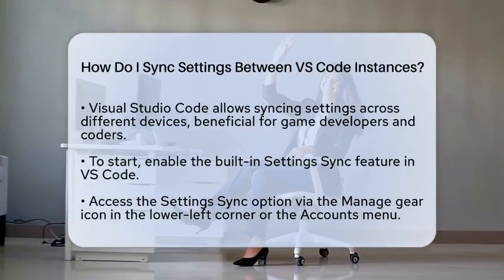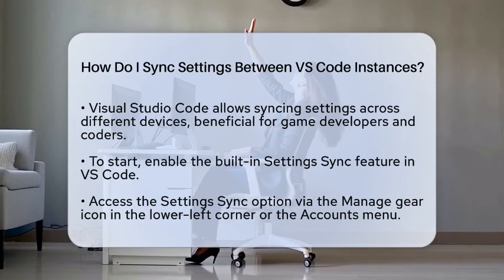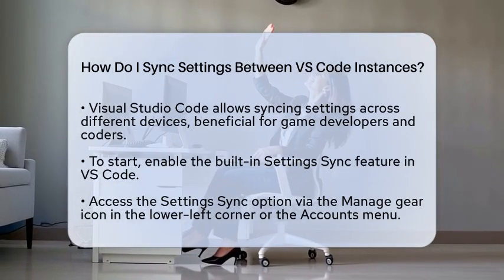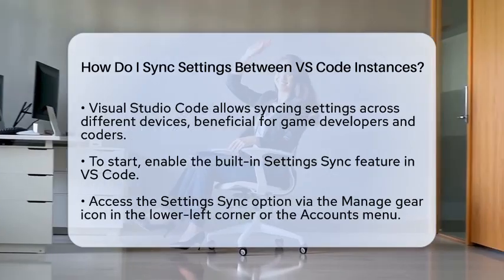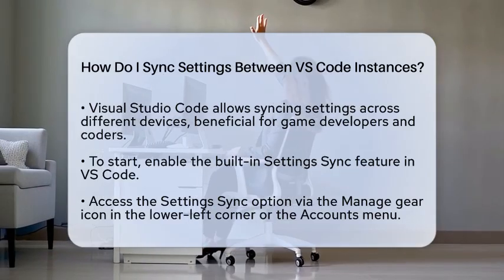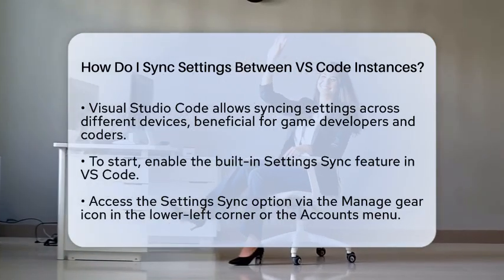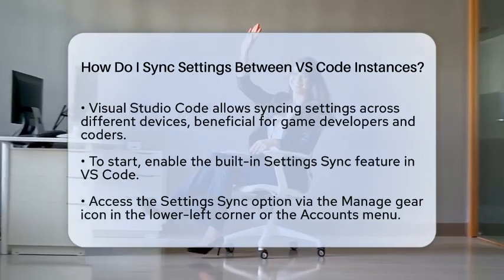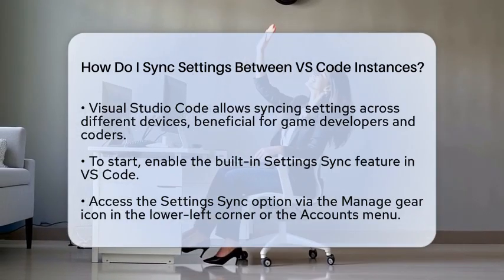First, you will want to enable the built-in settings sync feature. To do this, open Visual Studio Code on one of your devices. Look for the Manage gear icon, usually located in the lower left corner of the window. Click on it and select the option to turn on Settings Sync. You can also find this option in the Accounts menu under Backup and Sync Settings.